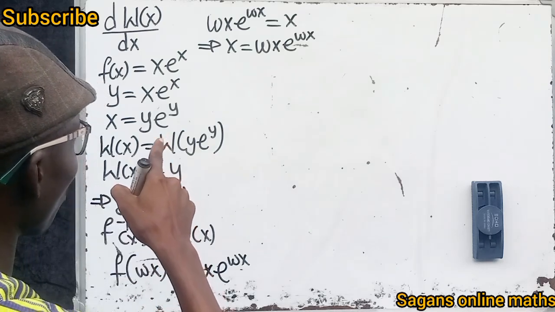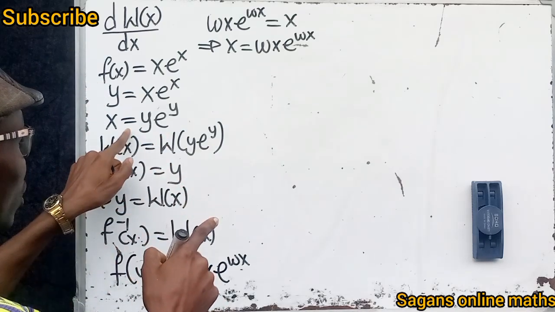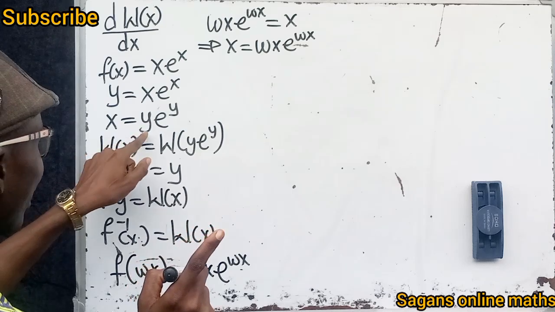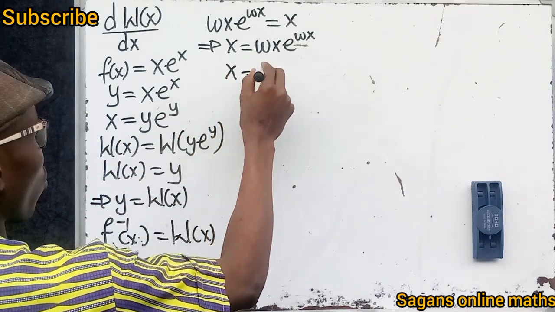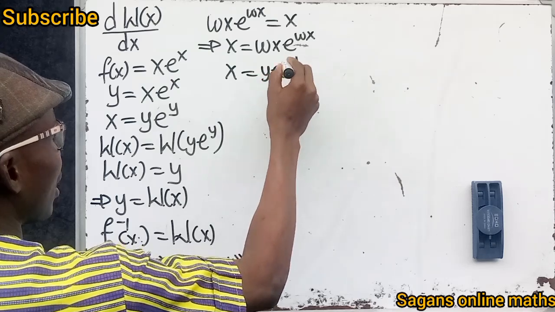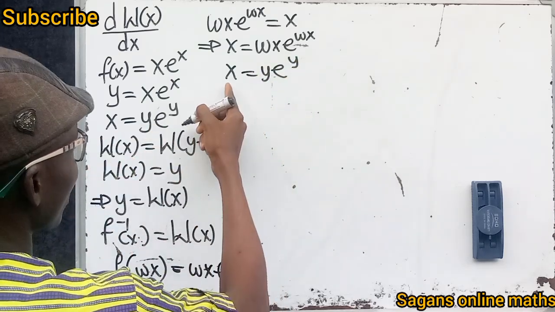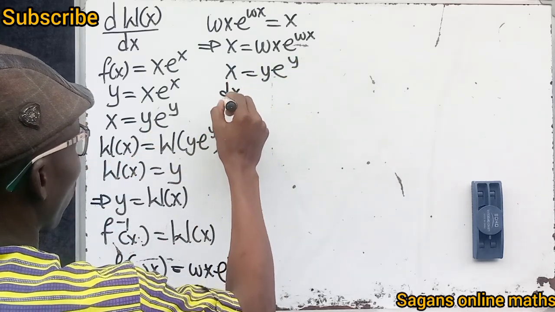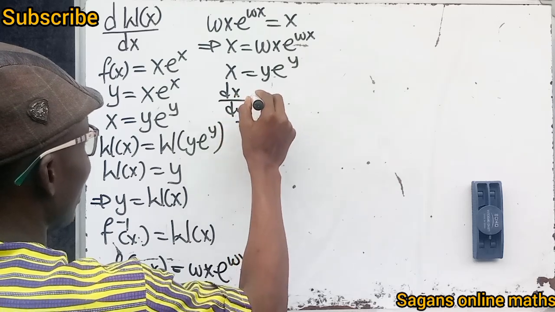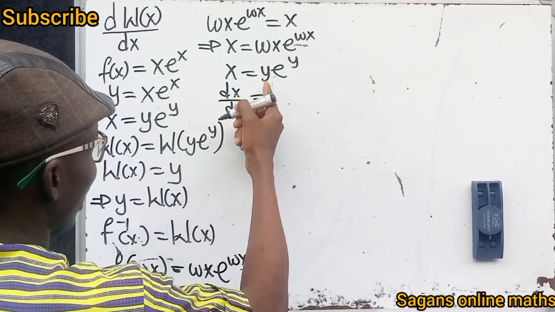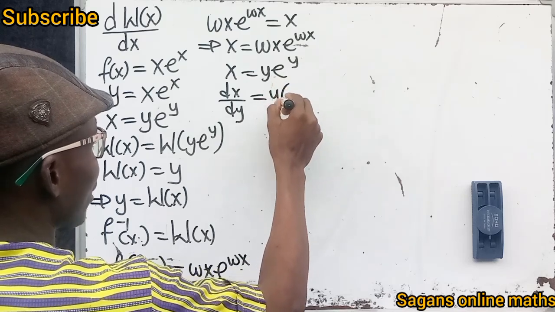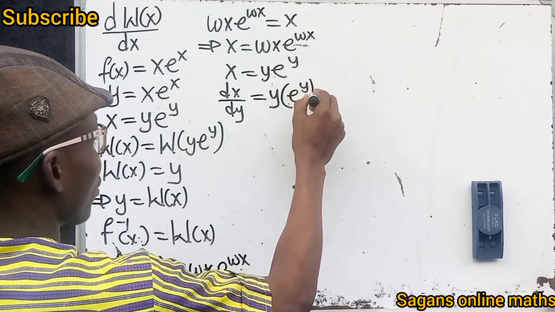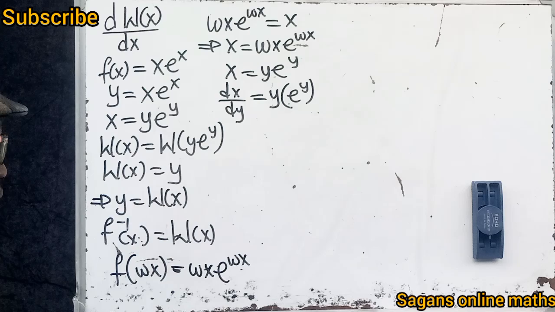Now let's differentiate this. It will be very easy because y is the W function of x, so x is equal to y multiplied by e to the power of y. Let's differentiate: dx over dy. Let's keep y constant and differentiate e to the power of y. Remember that if you differentiate e to the power of y, it should also be constant.